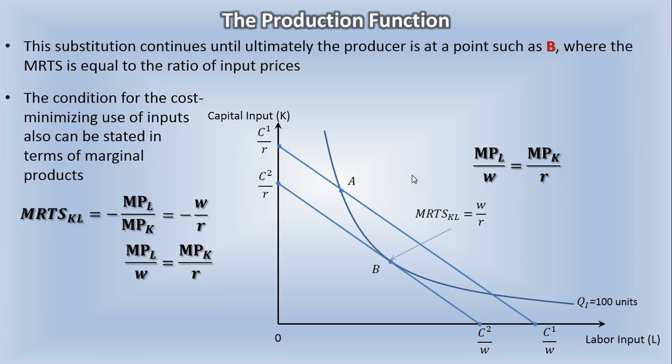Versus anywhere else, you're going to get a situation where maybe the marginal product of labor per dollar spent is greater over here than the marginal product per dollar spent on capital. So if you spend $1 on capital over here, you're going to produce less than if you spend $1 on labor, so it makes sense to use more labor. And so you move to the optimal input mix, the cost minimizing input mix.